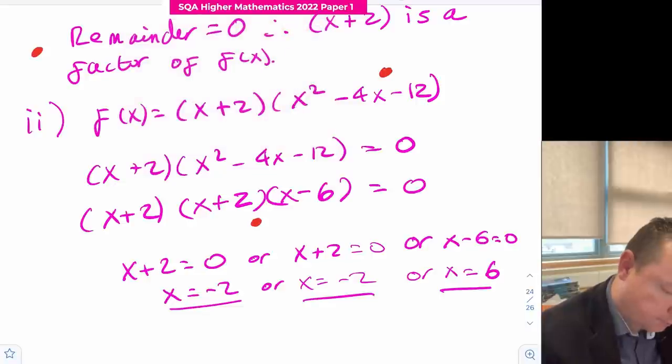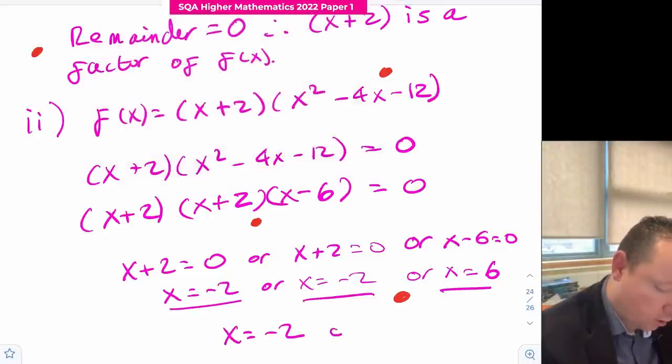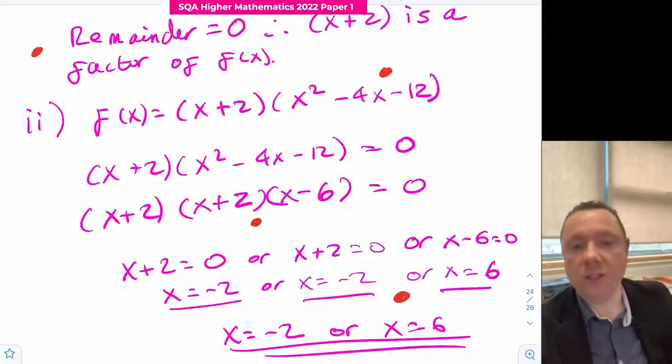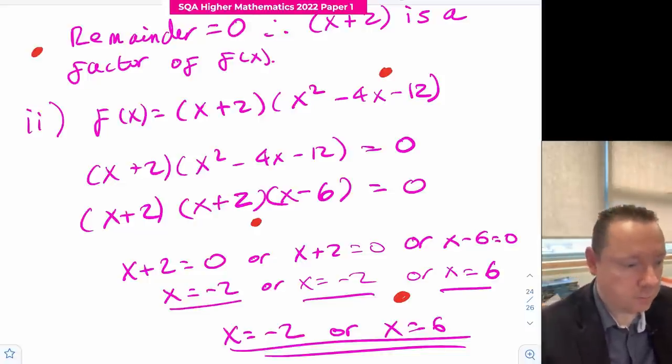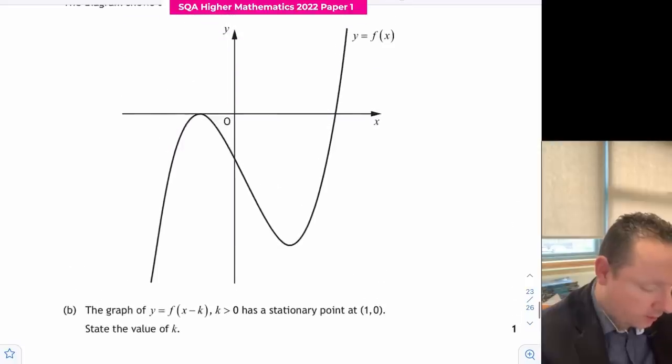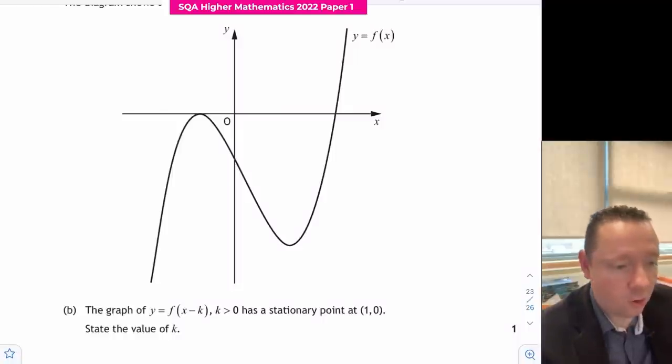So our other one, forgetting minus 2 and 6. And since it's a repeated factor, we could just say that x equals minus 2 or x equals 6, just to be clear. Minus 2 and 6 give you your final answer, mark. The graph of f of x minus k has a stationary point at (1, 0). State the value of k.